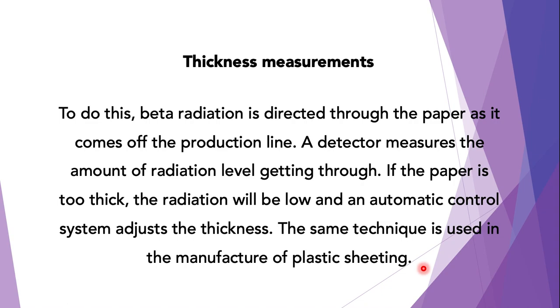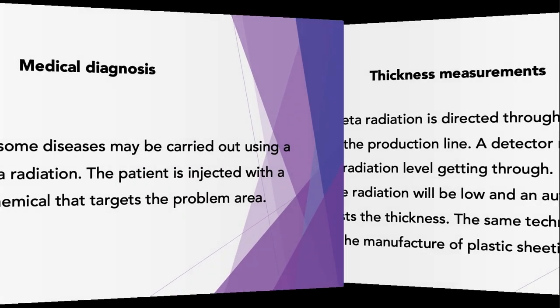Beta radiation is used in this application because alpha radiation would be entirely absorbed by the paper or plastic. And gamma radiation would hardly be affected because it is the most penetrating. So that is why we use beta radiation. Then we have another use, which is medical diagnosis.